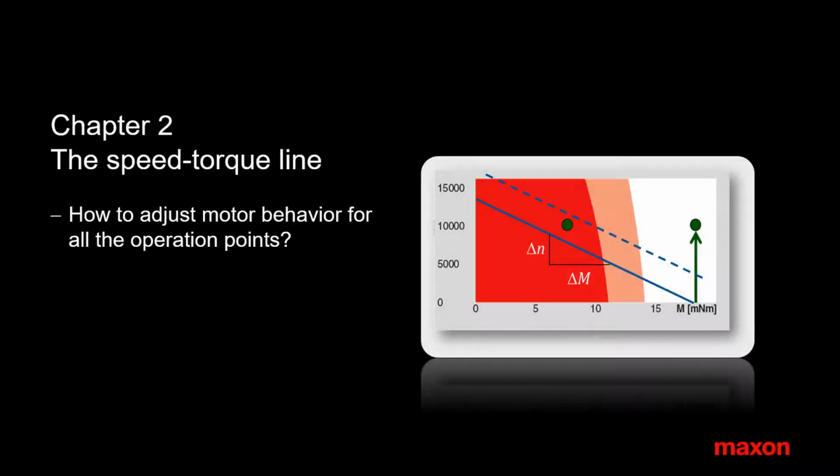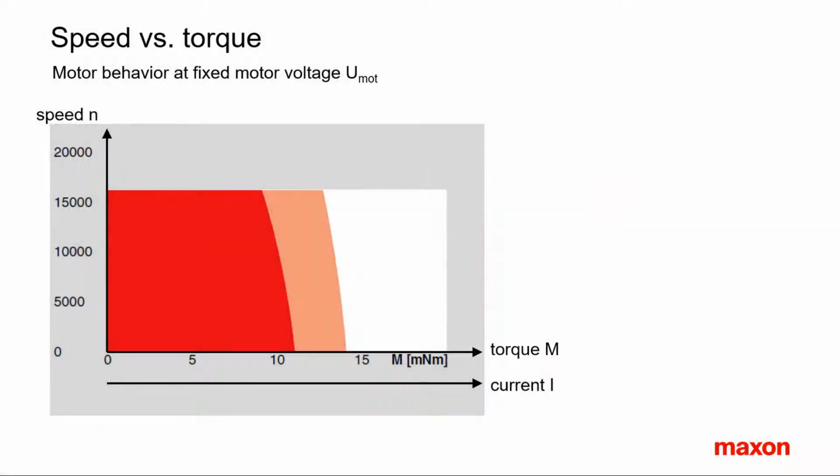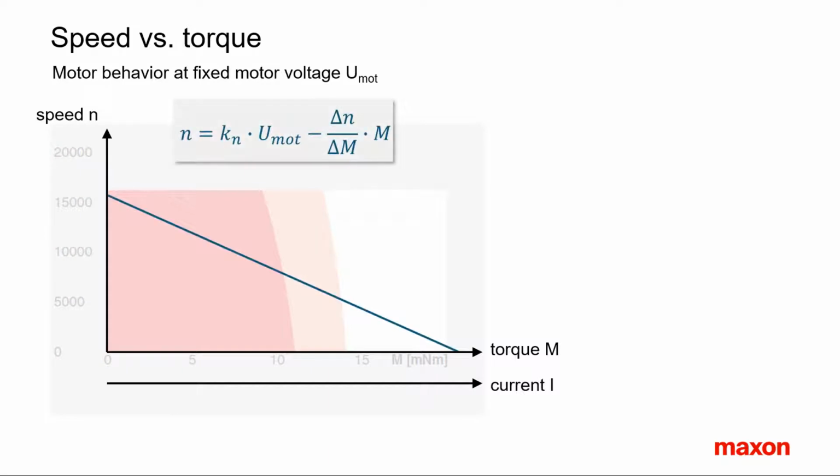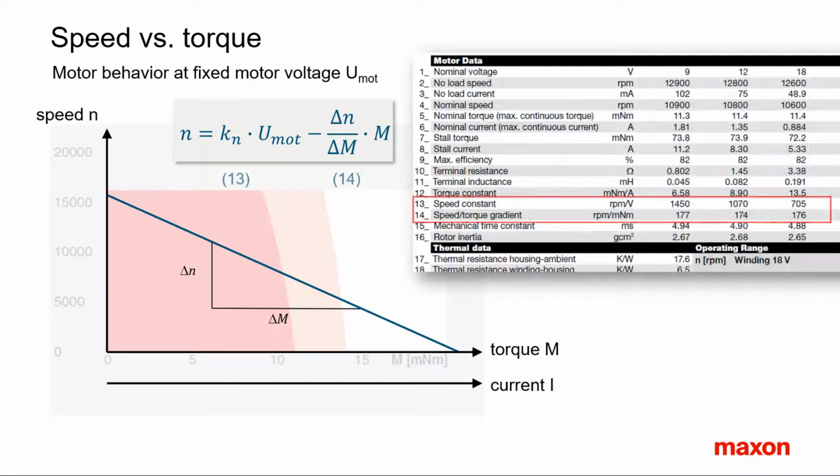In Chapter 2 we addressed the question of how the motor behavior can be described and adjusted to the required motor operation. For the moment, let us put the operating ranges and limitations in the background. We apply a fixed voltage to the motor and record speed and torque. The speed as a function of the load torque follows a straight line which is described by the equation, Delta n over delta M being the slope of the line, called speed-torque gradient.